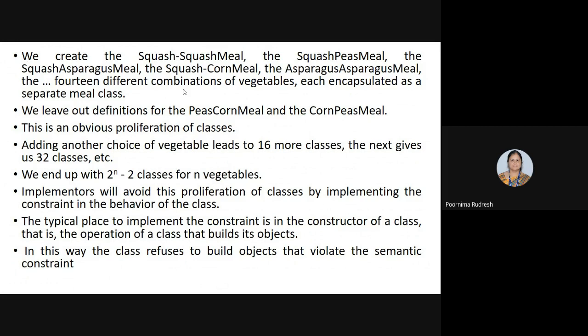What is the proliferation of classes problem? God class problem is different, proliferation of classes is different, right? What is that? Proliferation of classes problem means what? We go on creating the number of classes, right? Simply we go on adding or creating new classes, and that problem is called the proliferation of classes problem, right?